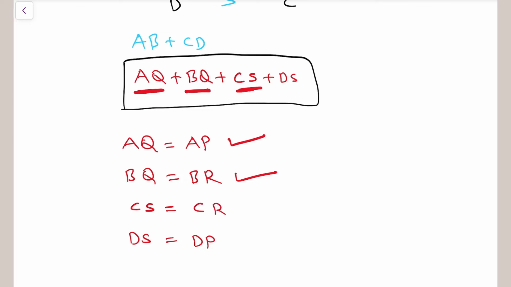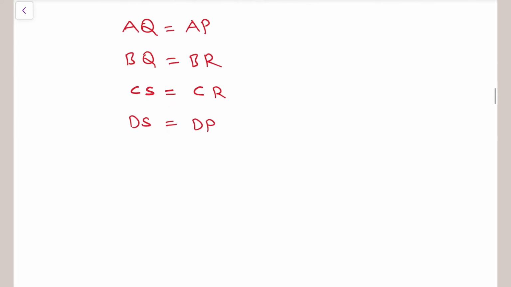Okay, now our desired CS is left side. Next, DS. DS equals DP. DS is left side only. That's it. Now add all these equations. Left side only, right side only. AQ plus BQ plus CS plus DS equals AP plus BR plus CR plus DP.